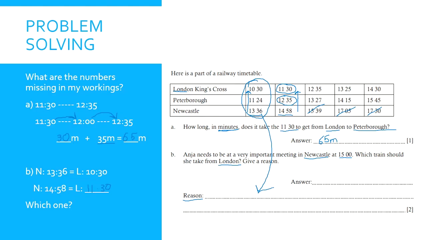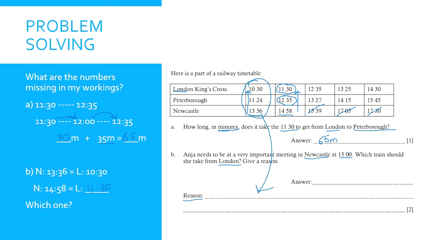Some questions word this a little bit differently. So for instance, if you see anything that asks you for the last train that she could get if she wants to be in Newcastle at 3 o'clock in the afternoon or 1500 hours, then you might go for the 11:30 train because that's the last possible one she could get. Because this question doesn't ask you for the last possible train, either would be a sensible answer, and 10:30 would potentially be slightly more sensible because she gets that extra travel time.